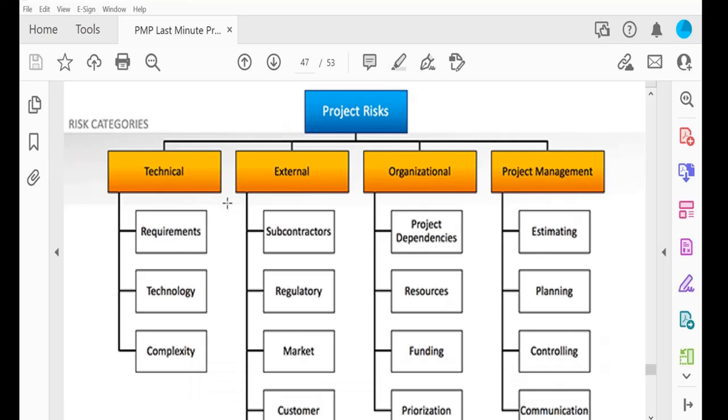Usually each organization has a prompt list of risks, a predefined list, and when they start a project, this type of risk is already included in the risk list in their risk management plan.